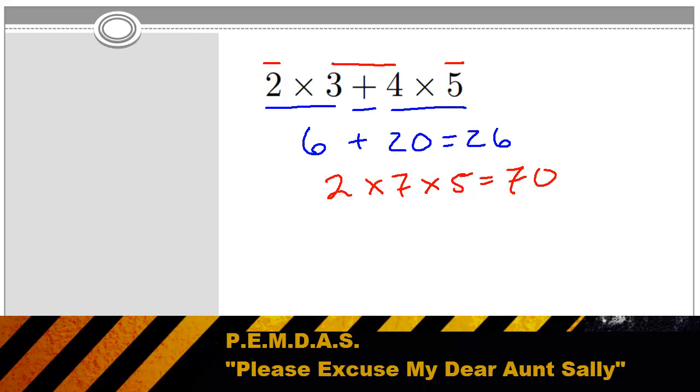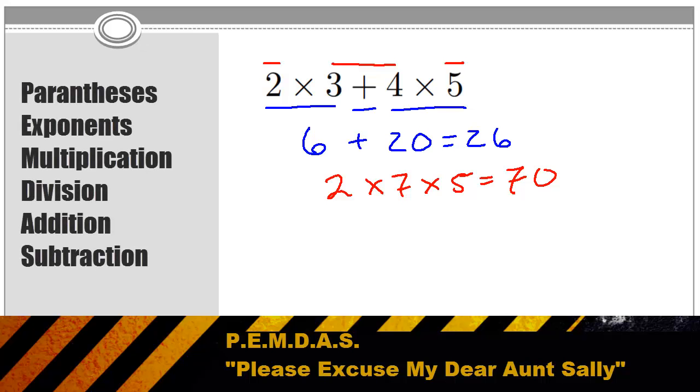Because of this, we need to have some standard order that we're going to do our math operations. You may have learned this as PEMDAS, or Please Excuse My Dear Aunt Sally, which stands for parentheses, exponents, multiplication, division, addition, and subtraction. That is the order that you would do your math operations. So, parentheses first, then exponents, then multiplication and division, and finally you would do your addition and subtraction last.